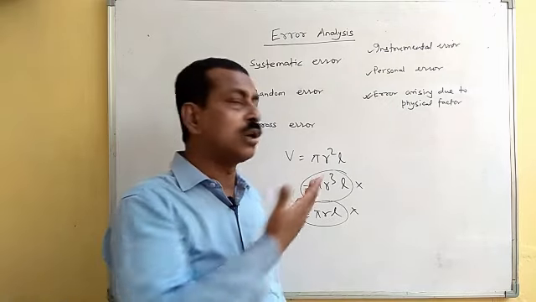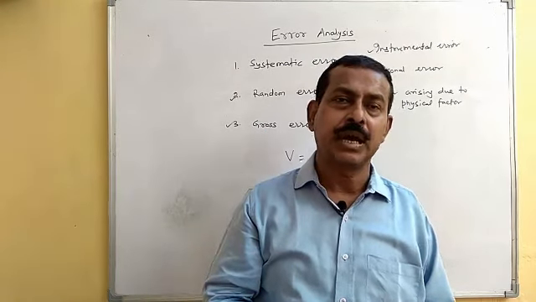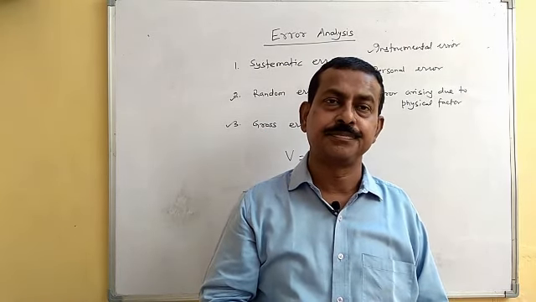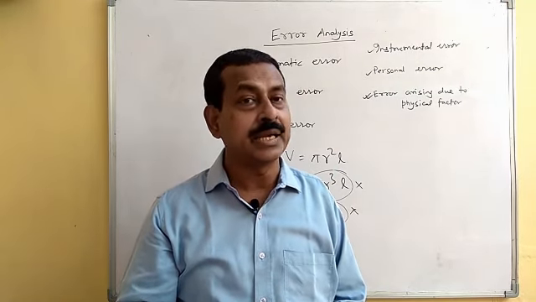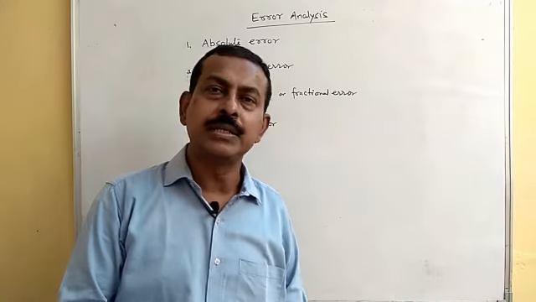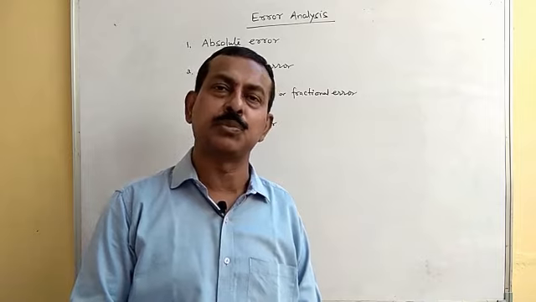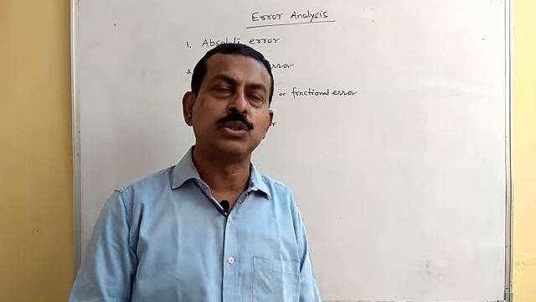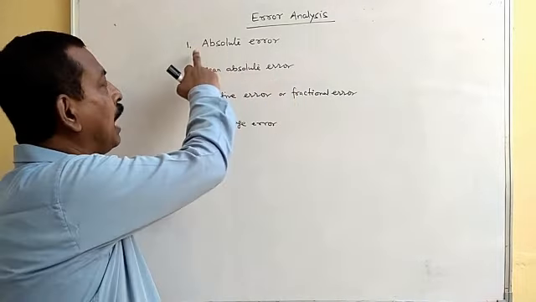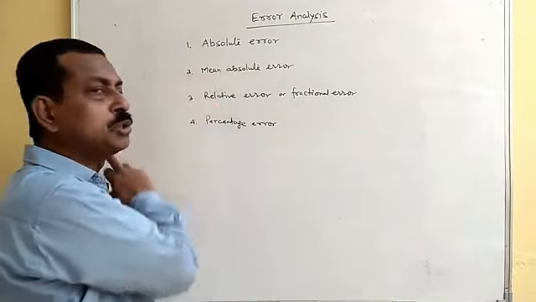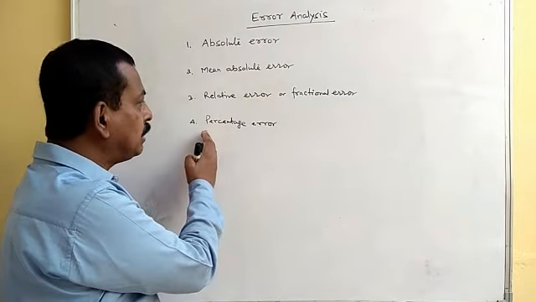And of course for gross error, we can find out where the mistake has been made by the observer and we can rectify that. So these are the different types of errors, how they arise. Let's now discuss what are the different ways in which we express errors. They are absolute error, mean absolute error, relative or fractional error, and percentage error.